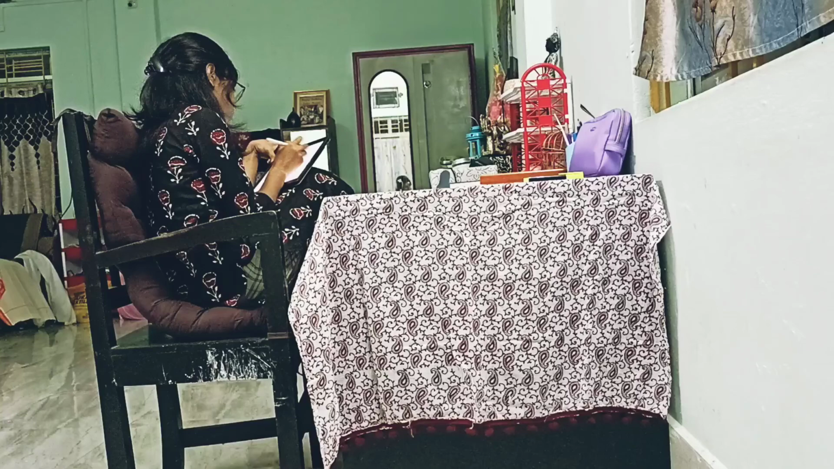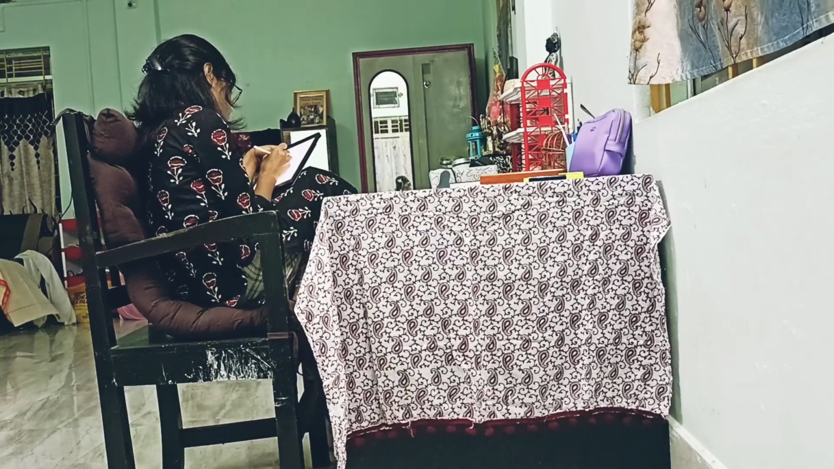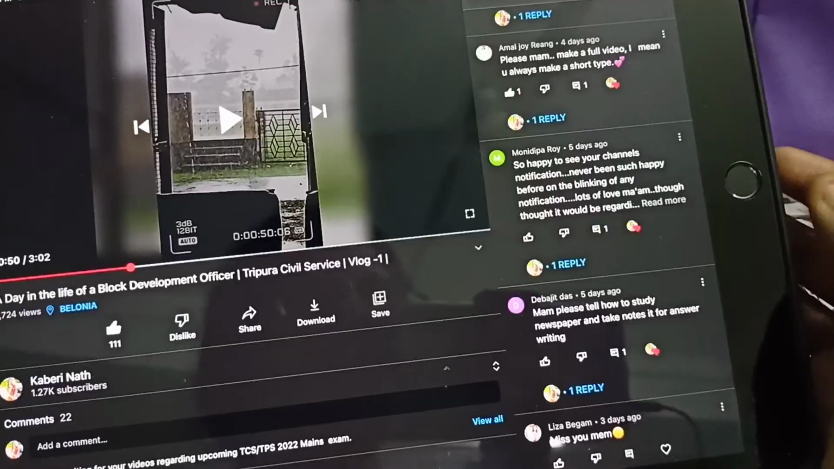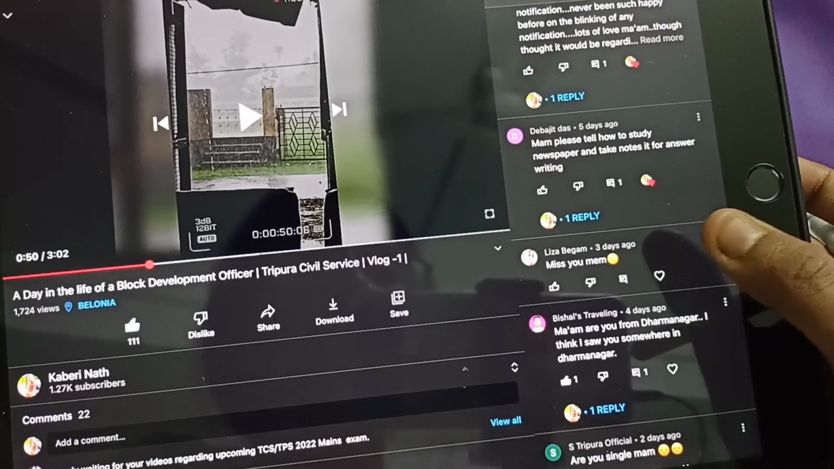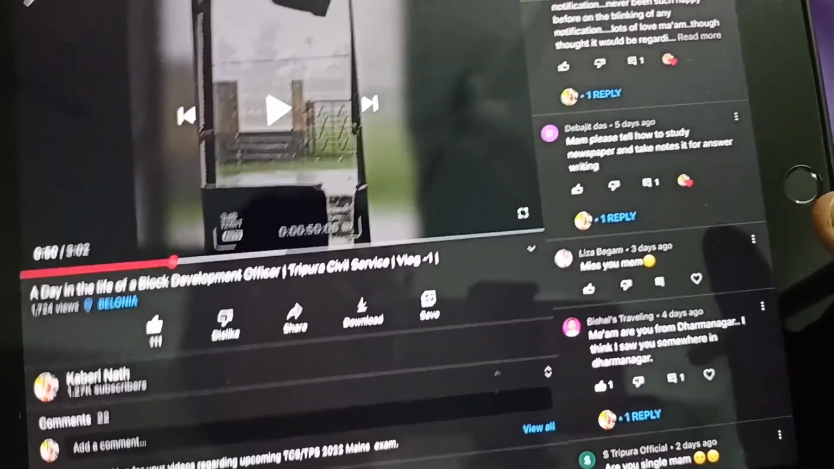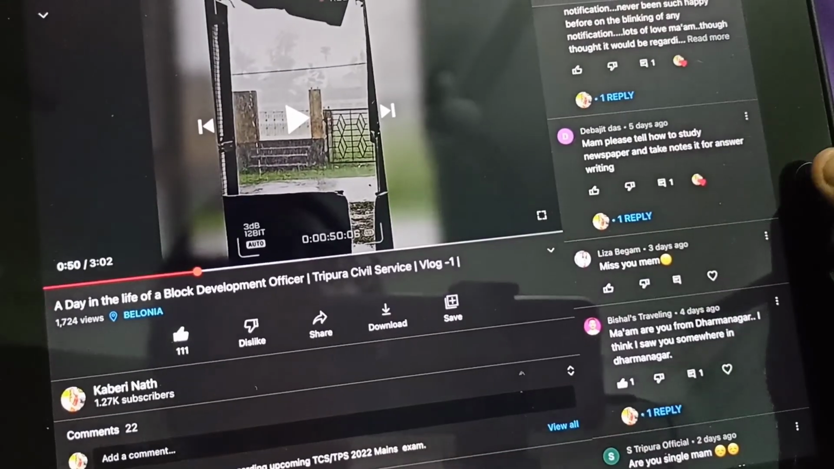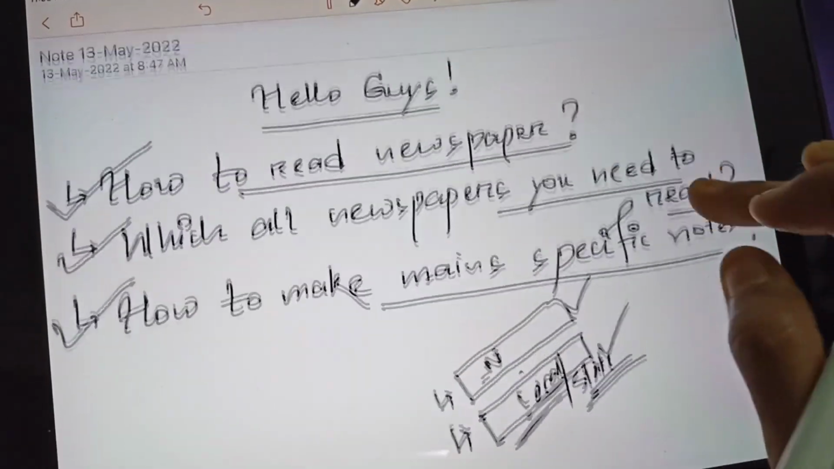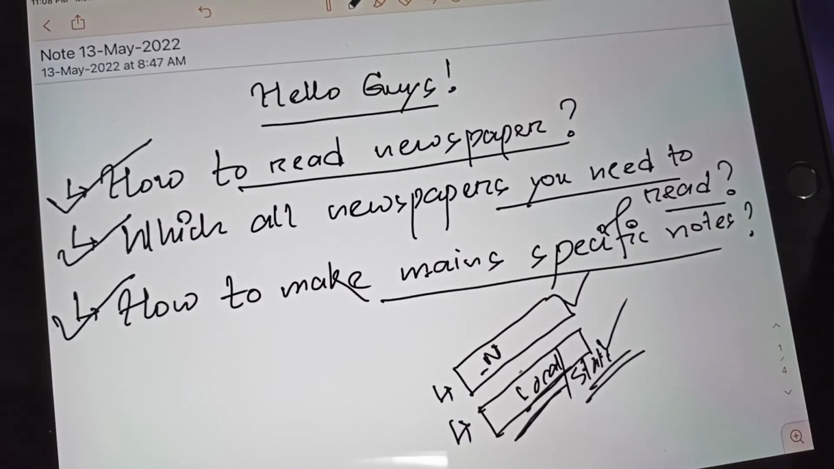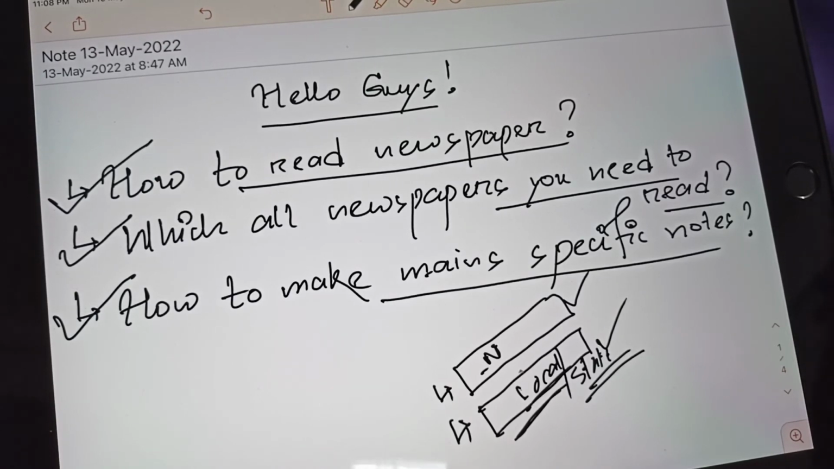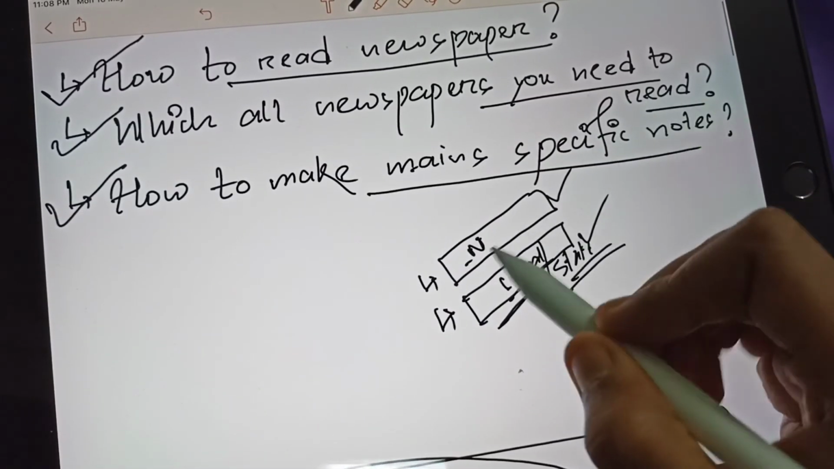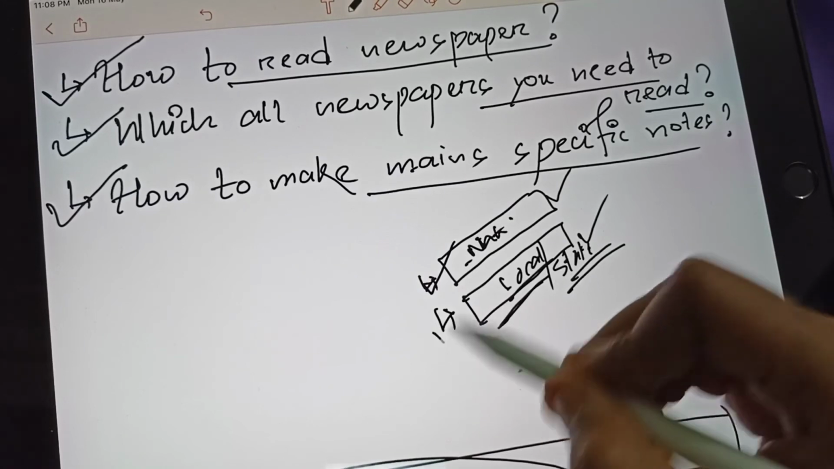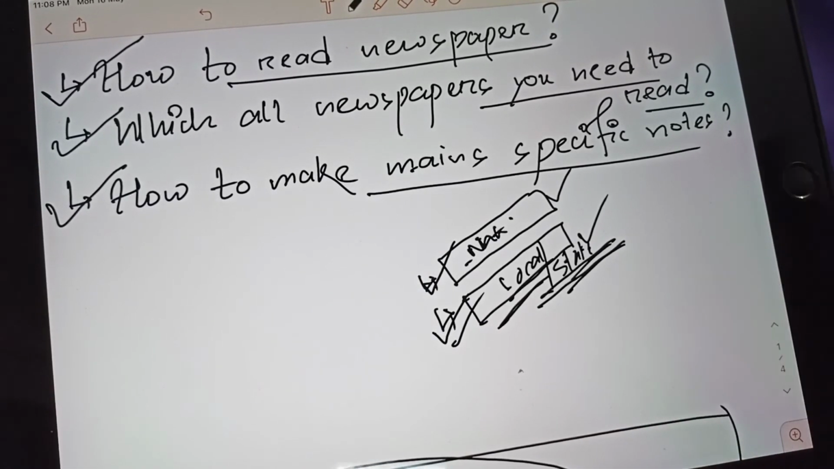So as I was reading newspapers, I thought of answering one of your queries, which was asked by Devojit. Devojit has asked, ma'am, please tell how to study newspapers and take notes from it for answer writing. Today I'll be discussing mainly these three topics: one is how to read the newspaper, second is which newspapers you need to read, and third is how to make mains-specific notes. Now there are two parts to it: one is your national news and second is your local or state-specific, that is Tripura-specific, news.